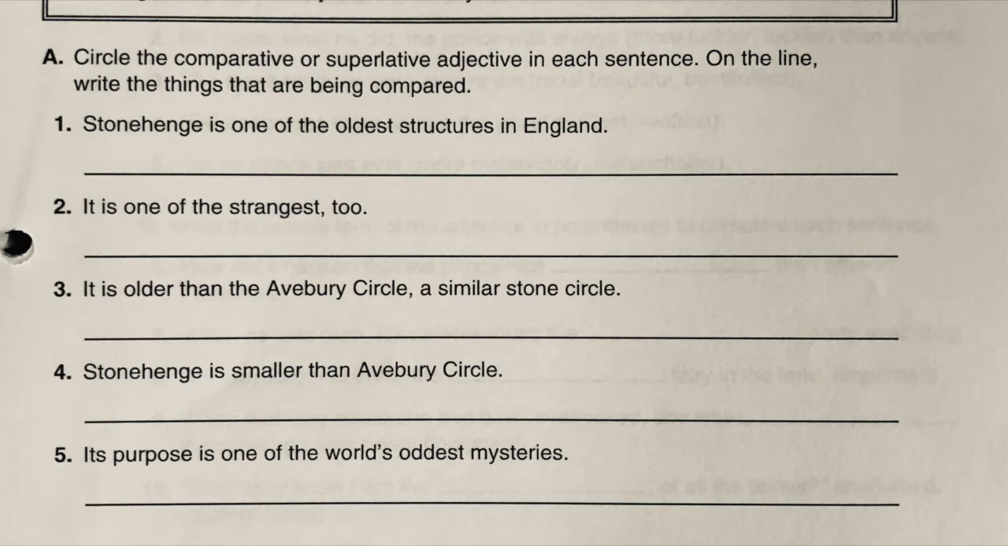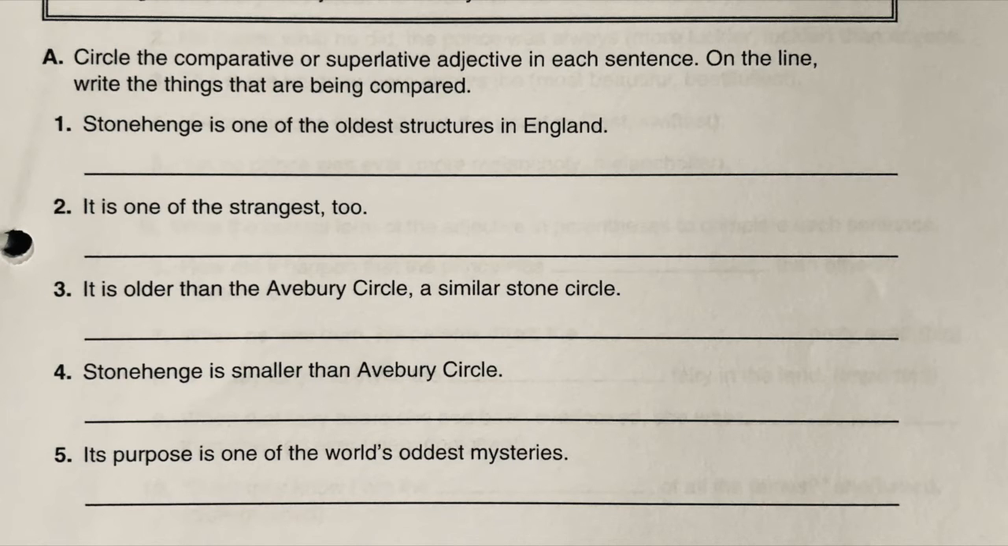Stonehenge is one of the oldest structures in England. So first of all, we're going to find the comparative or superlative adjective. And of course, what's a big clue to look for? ER or EST on the end of that word. So do you see an adjective there that ends with ER or EST? We see oldest. So because it ends in EST, what were the rules? If it ends in EST, is it comparative or superlative? It's superlative. It's comparing more than 2 things. All right, so then we would circle oldest.